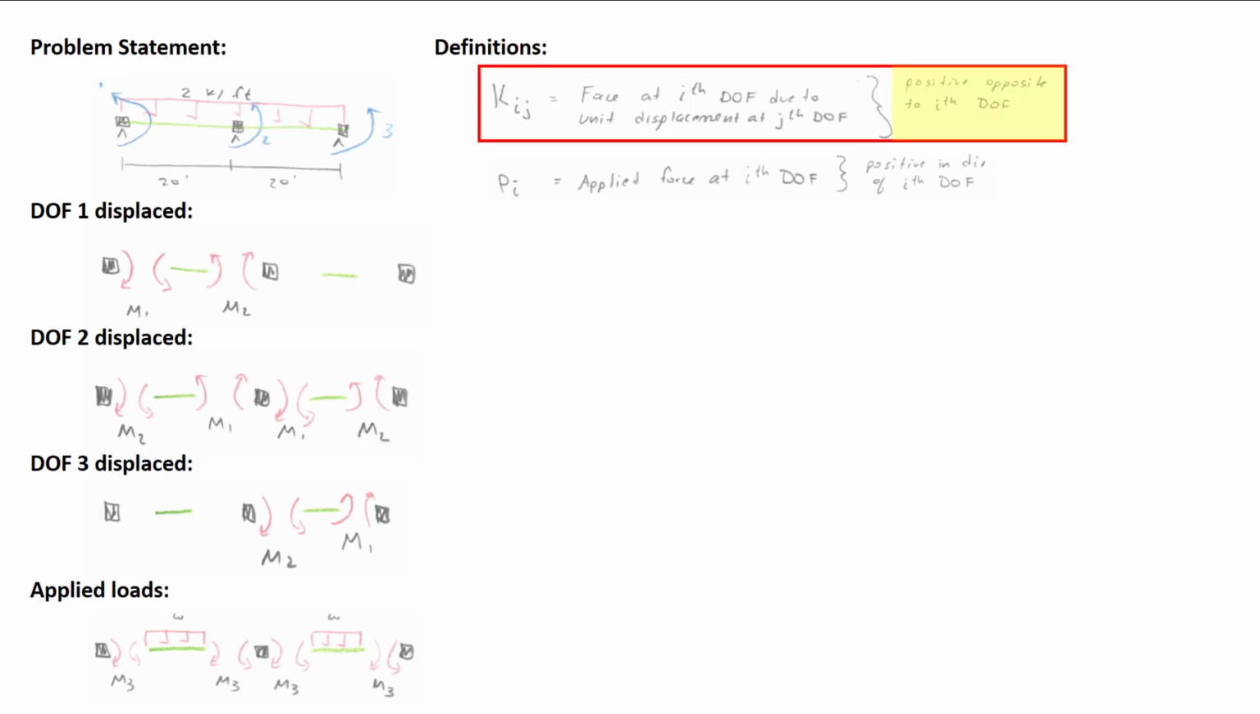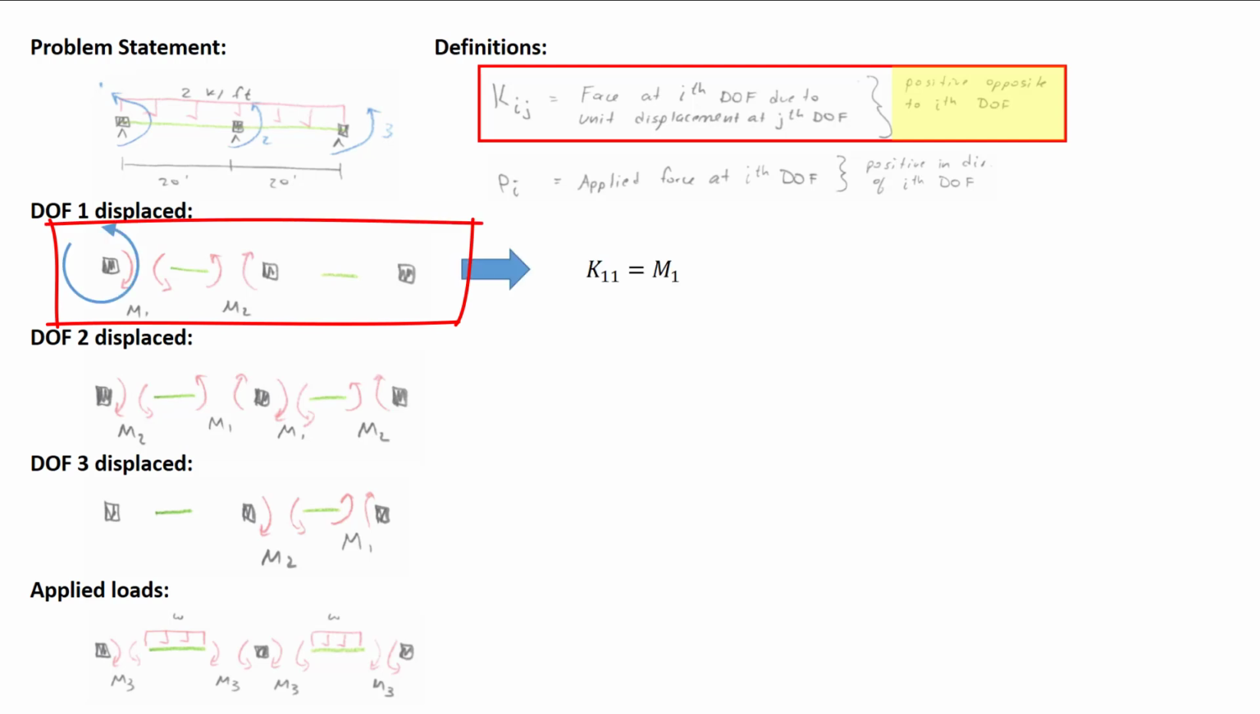Let's work now with the definition of the stiffness matrix, keeping in mind the sign convention. And we'll go degree of freedom by degree of freedom and see how we can determine each of the elements of the stiffness matrix from what we have on the screen already. Let's start on the diagram for displacement at degree of freedom 1, and we'll look at degree of freedom 1. I'm showing here the orientation of the degree of freedom. We can see that on that node there is a moment of m1. That moment is opposite to the degree of freedom, so it's positive. And so K11, the force at the first degree of freedom due to the unit displacement at the first degree of freedom, is equal to m1.